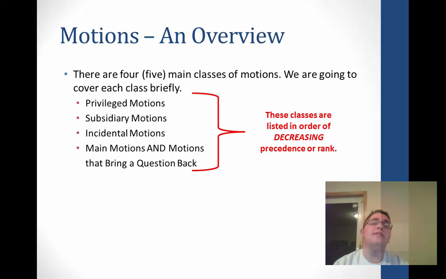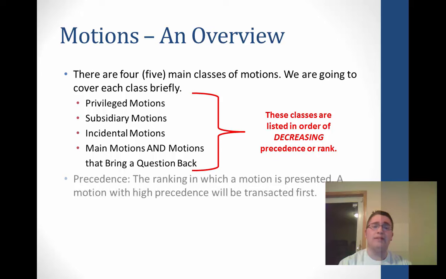As I mentioned previously, there are technically five main classes of motions. We're going to cover each briefly. So we have privilege motions, subsidiary, incidental, main motions, and motions that bring a question back again before the assembly. These motions are listed in order of decreasing precedence or rank. Privilege motions are really important and have to be heard first, and then we go down that list in order for those different classes of motions. This will make a little more sense in a moment.